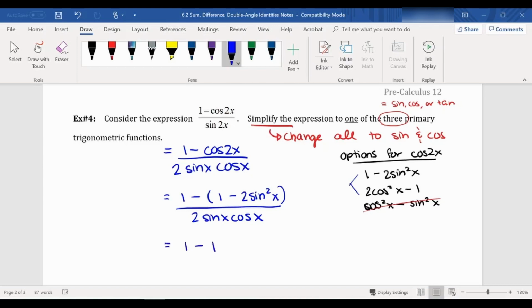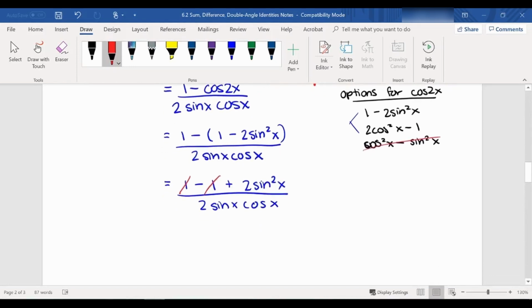I'm choosing the top one, the 1 minus 2 sine squared x, because when I distribute the brackets, now I get 1 minus 1 plus 2 sine squared x all over 2 sine x cosine x. And the ones cancel out right away. If I didn't choose this one, again, it would still work. It would just be more work.